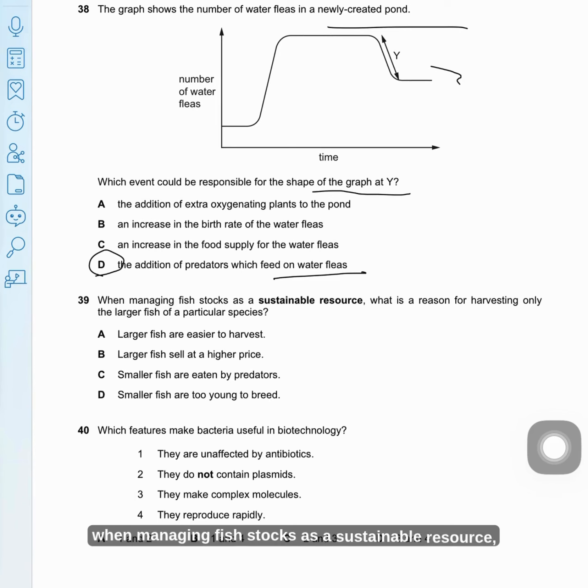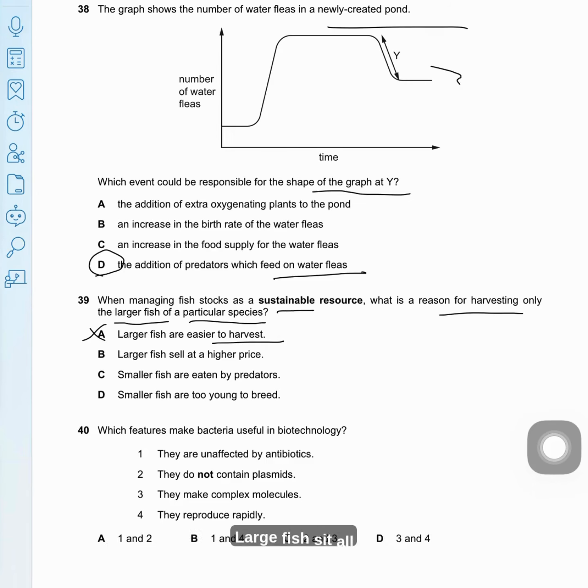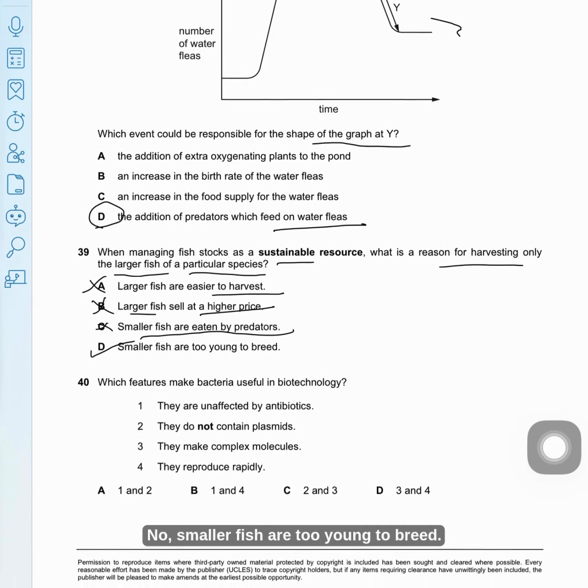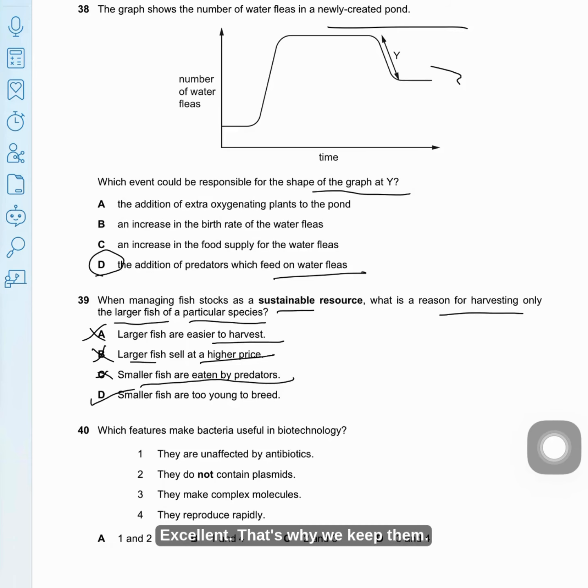39. When managing fish stocks as a sustainable resource, what is the reason for harvesting only the larger fish of a particular species? Very important. Large fish are easier to harvest. No, we need to keep it as a sustainable resource. Large fish sell at a high price. We need to keep it. Smaller fish are eaten. No, smaller fish are too young to breed. Excellent. That's why we keep them to breed and increase in number.